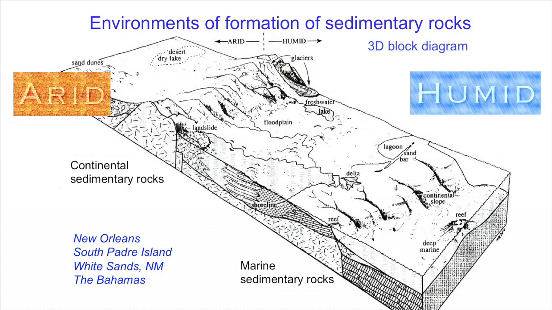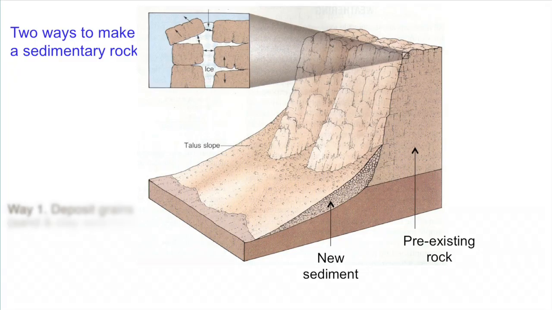We could also look at the marine versus continental environment and see different agents of erosion and deposition. In the continental environment, fresh water is going to be that main agent. In the marine environment, it's going to be marine water, seawater, as the agent of deposition. Okay, so this gives us a sense for the different kinds of sedimentary rocks that can form, and let's look at two ways that you can make a sedimentary rock.